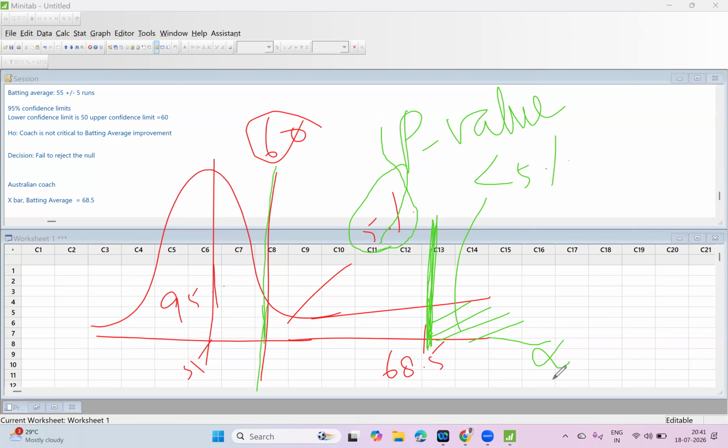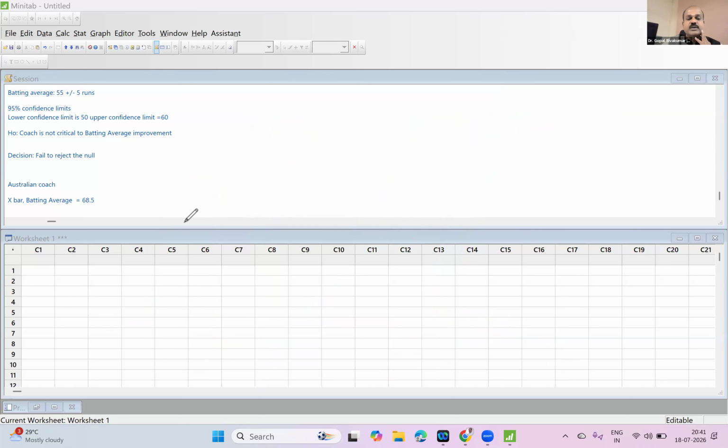Yes. You understand? So see, every time calculating the upper confidence limit and checking whether your average is outside the limit or not is a tedious job. To avoid that, statisticians have introduced the concept of p-value. So what is this p-value, if you ask me? P-value is nothing but a probability.